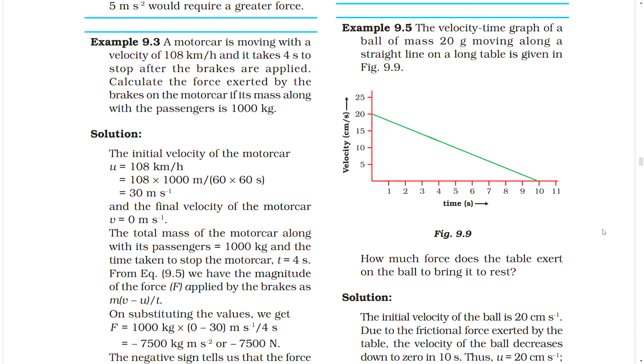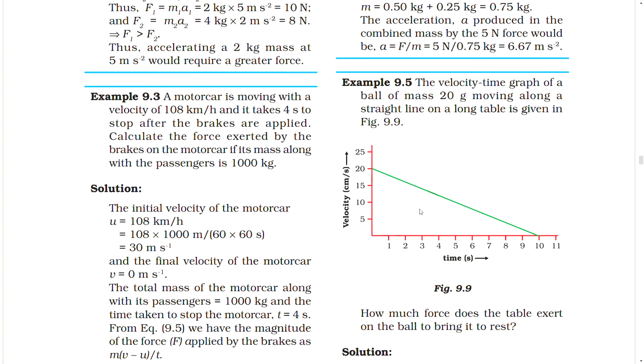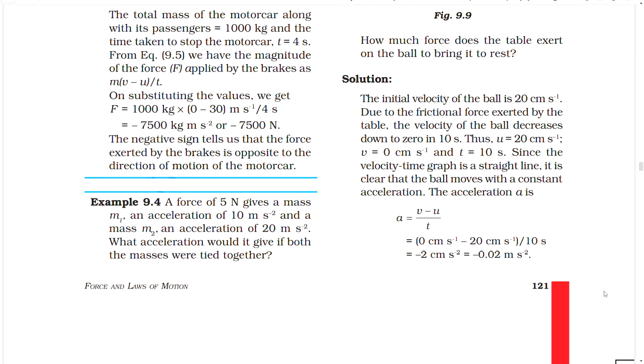Example 9.5. The velocity time graph of a ball of mass 20 gram moving along a straight line on a long table is given in the figure. Velocity in centimeter per second: 5, 10, 15, 20, 25; time in seconds: 1, 2, 3, 4, 5, 6, 7, 8, 9, 10, 11. How much force does the table exert on the ball to bring it to rest? Solution. The initial velocity of the ball is 20 cm per second.